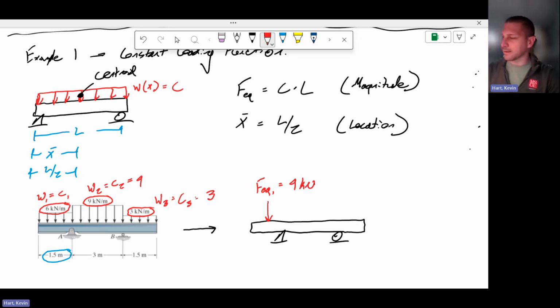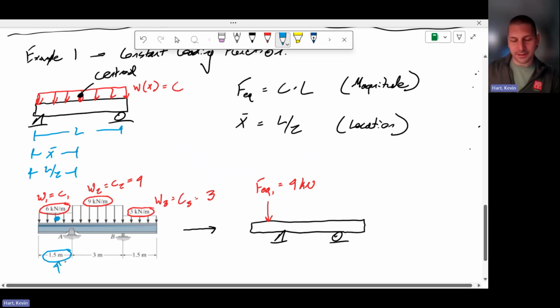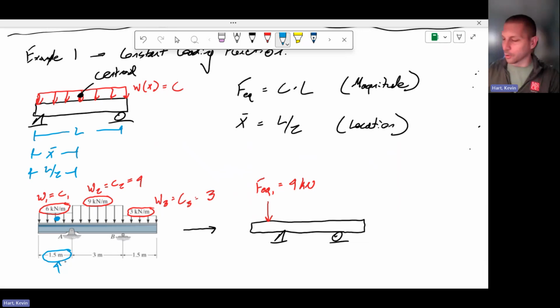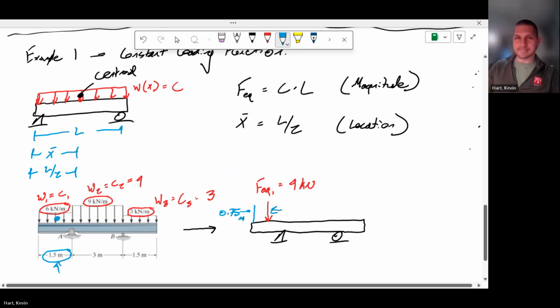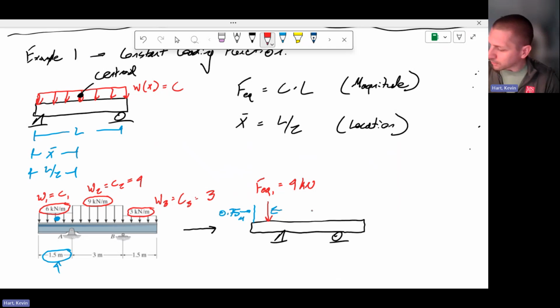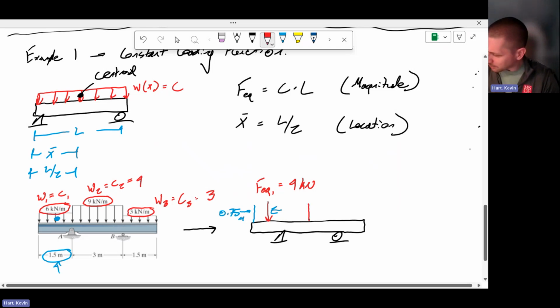Pretty straightforward. And we're going to locate this at the centroid of this distribution, which here is 1.5 meters. So the centroid of this particular rectangle is going to be half that length, or 0.75 meters. So that's for distribution number one. We can go through the same process for the others. I'm going to speed up here a little bit. I think we get generally the idea.